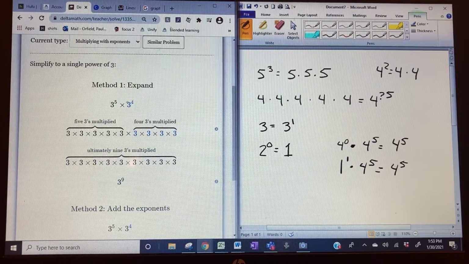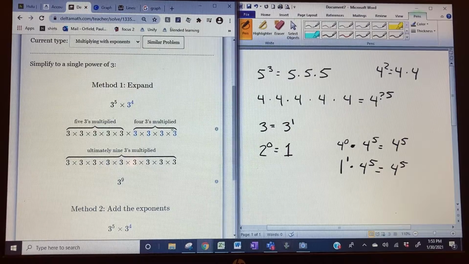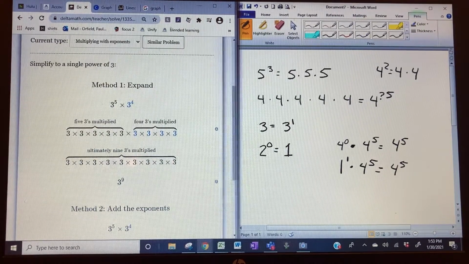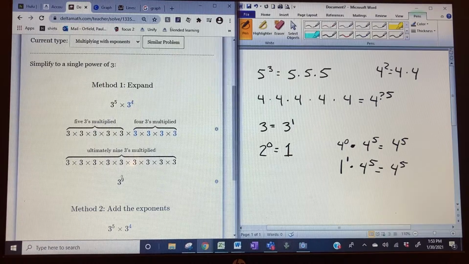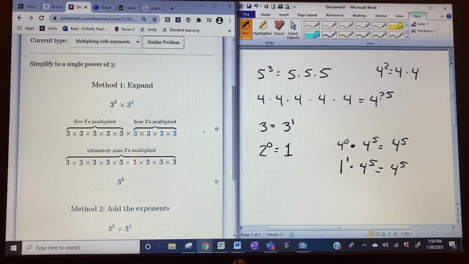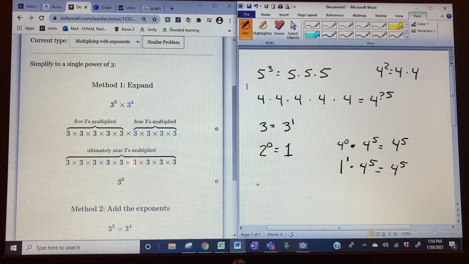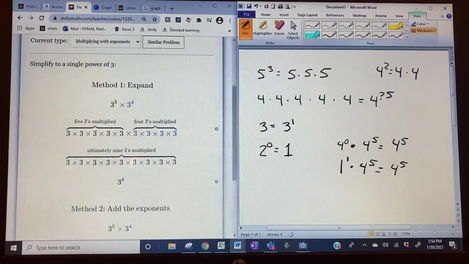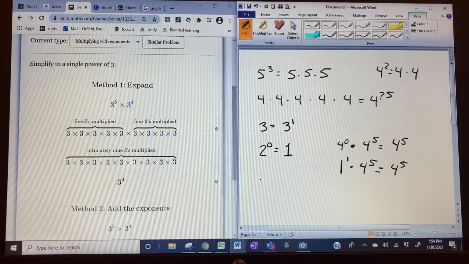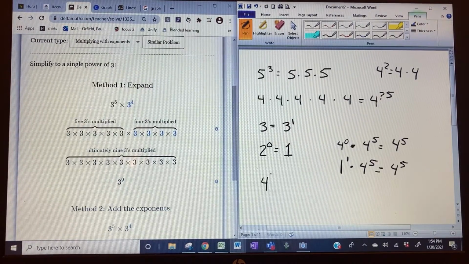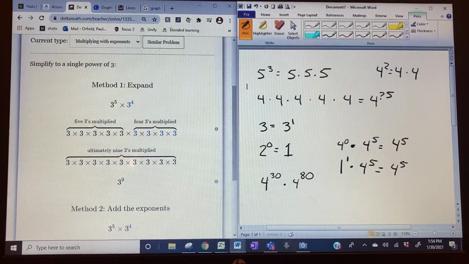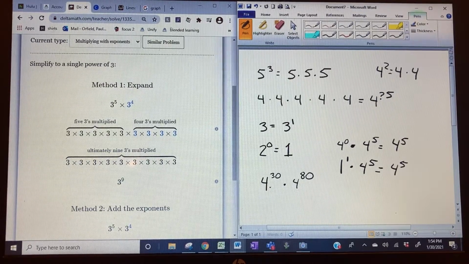Well, they say 3 to the 5th times 3 to the 4th. Well, 3 to the 4th is 3 times 3 times 3 times 3. That means I have written that 3 9 times. So that is simply 3 to the 9th. So imagine doing a problem where you had 3 to the 40th, or let's say 4 to the 30th times 4 to the 80th. I do not want to write 4 times 4 times 4 30 times and another 80 times and count them all. No, I simply can add my exponents together because these bases are the same.